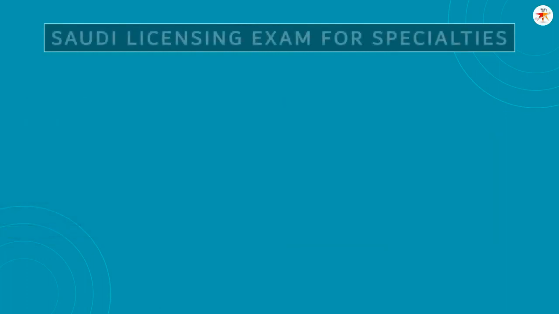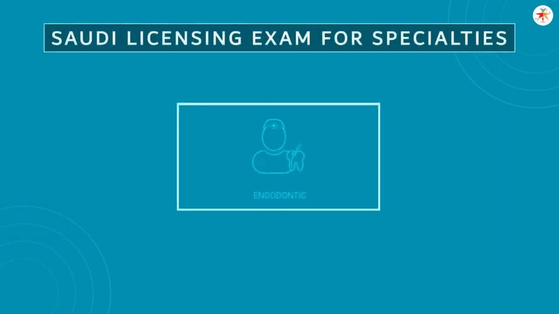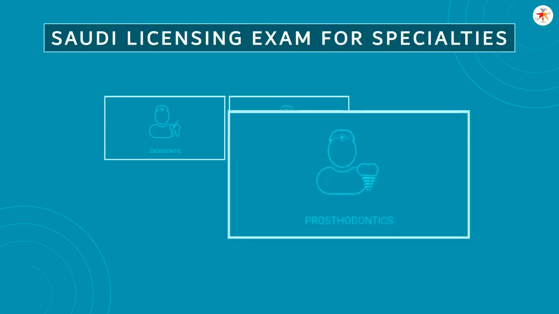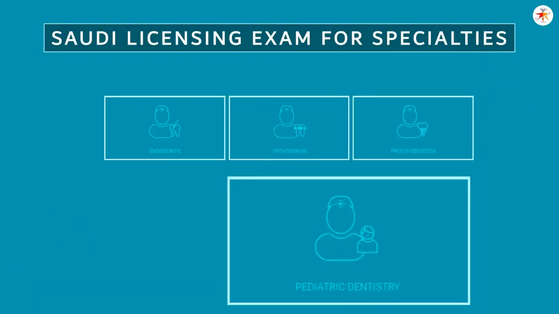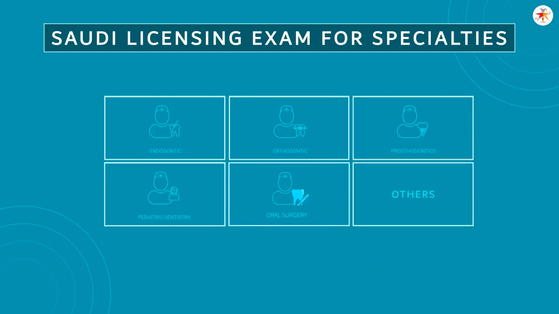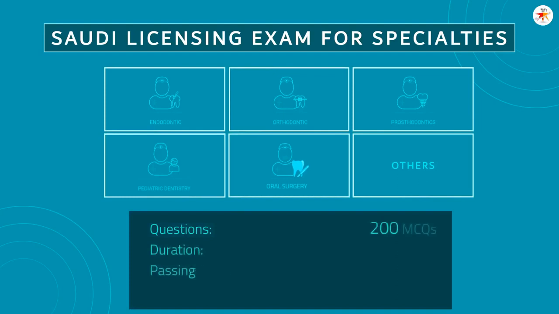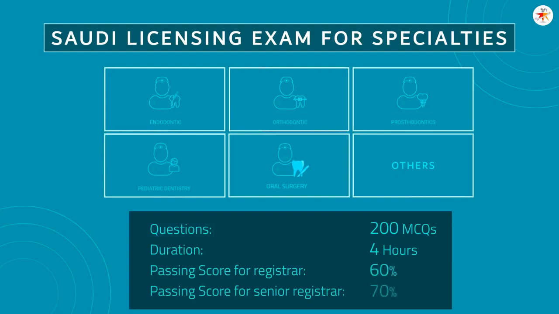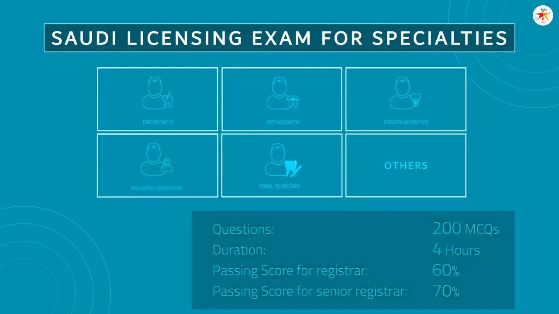Saudi licensing exam for specialties, such as endodontics, orthodontics, prosthodontics, pediatric dentistry, oral surgery and others, consists of specialty-related questions. Each of these specialty exams consists of 200 MCQs with 4 hours duration, having a passing score of 60% for registrar and 70% for senior registrar.